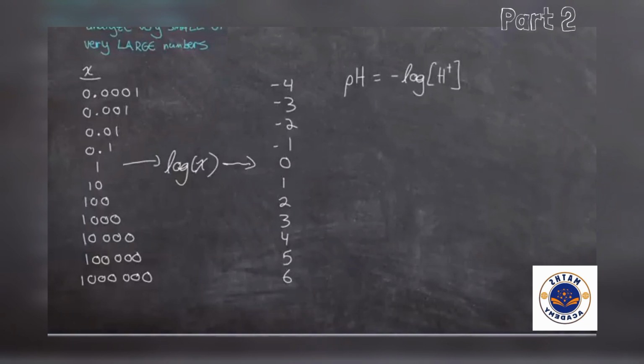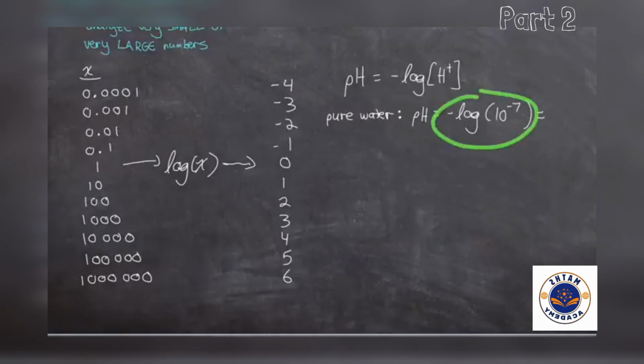How is this formula used? Well, pure water has a hydronium ion concentration of 1 times 10 to the negative 7. So really small number, 0.0000001. What we do is we calculate the pH of pure water by doing the negative log of its hydronium ion concentration, 10 to the negative 7.